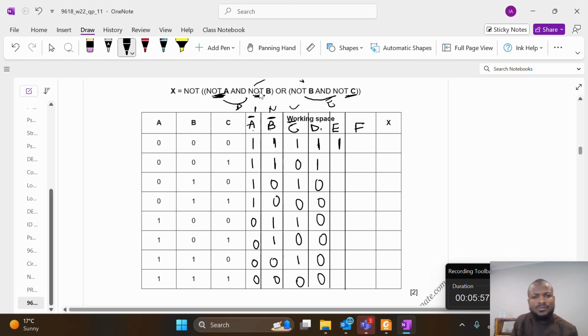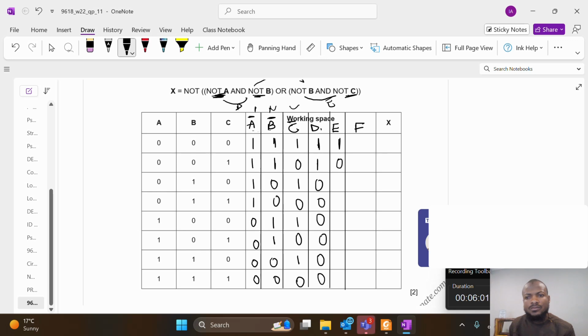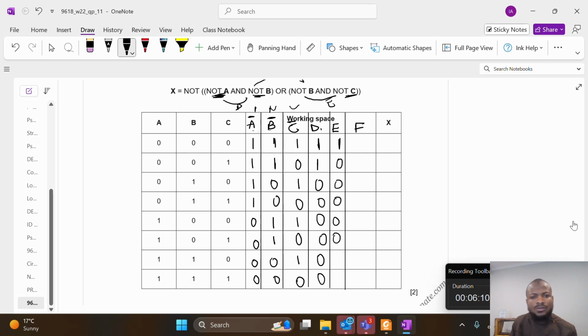Then this is 1, 0, okay. And this would be 0, 0, 0, 0, 0, 0. Because it is not B and not C. I hope this is understood. So only this gives us 1.